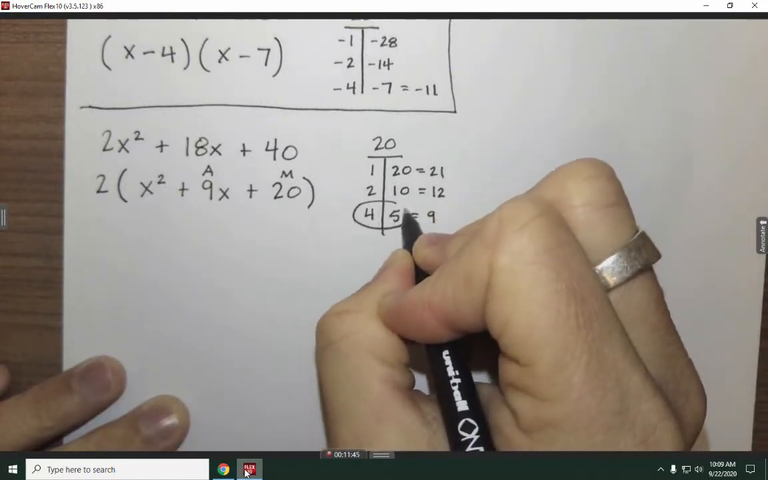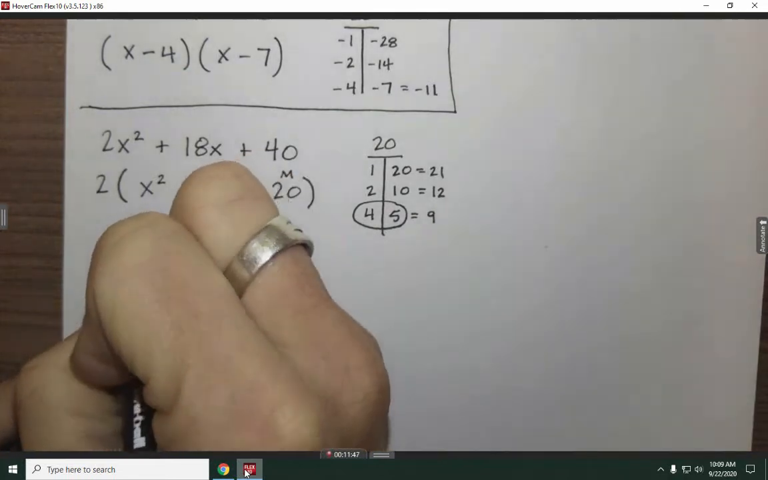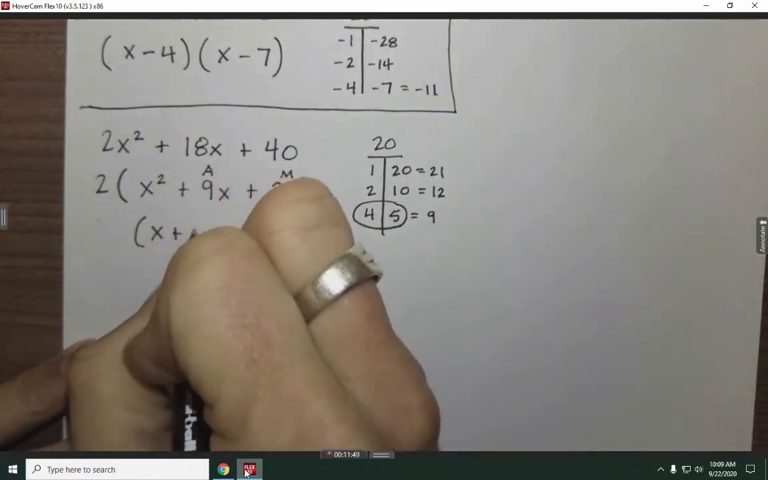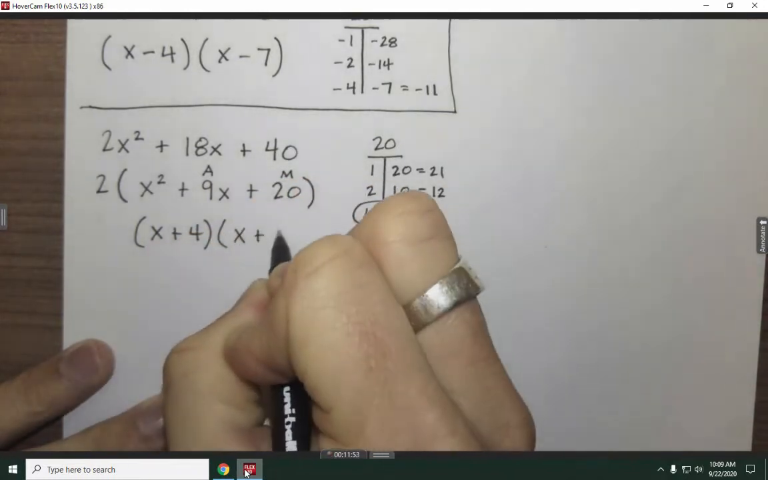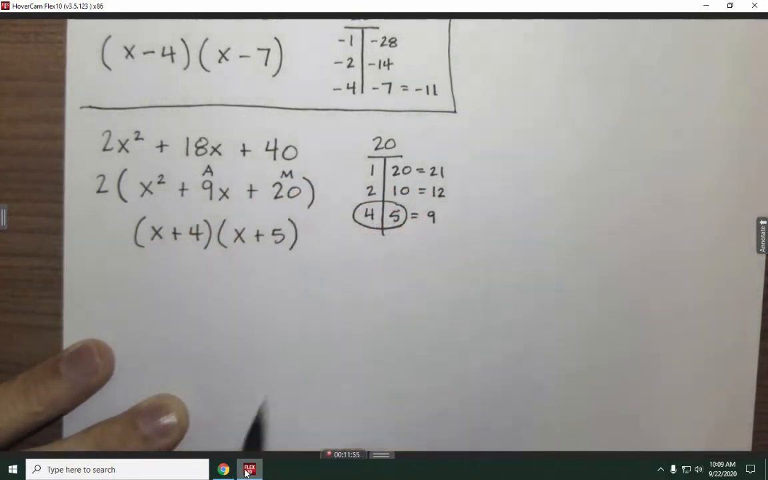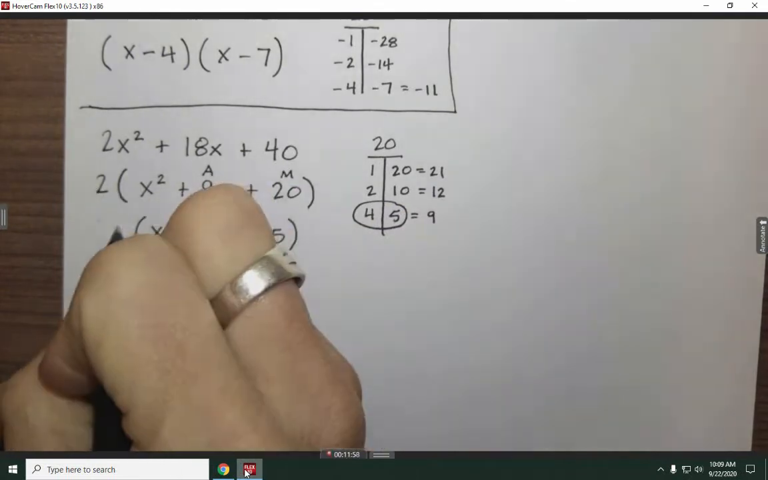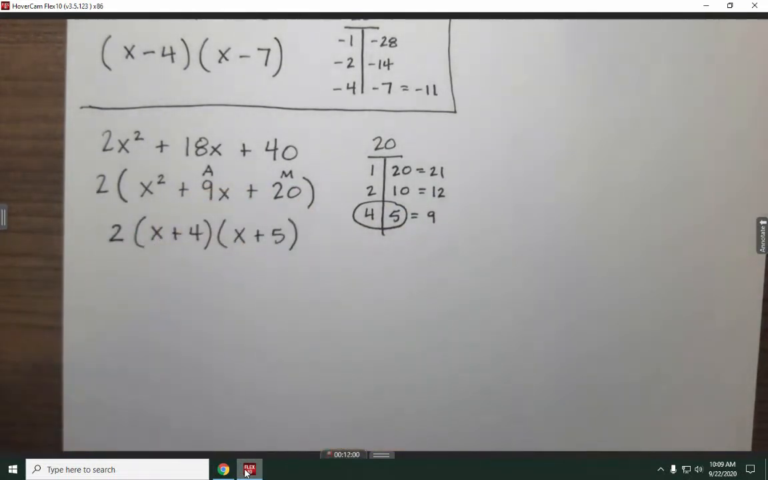So we want a positive 4 and a positive 5, which means this splits into x plus 4 and x plus 5. And don't forget, we did take out a 2, and we want to put that in front of there. So all this is our answer for this problem.